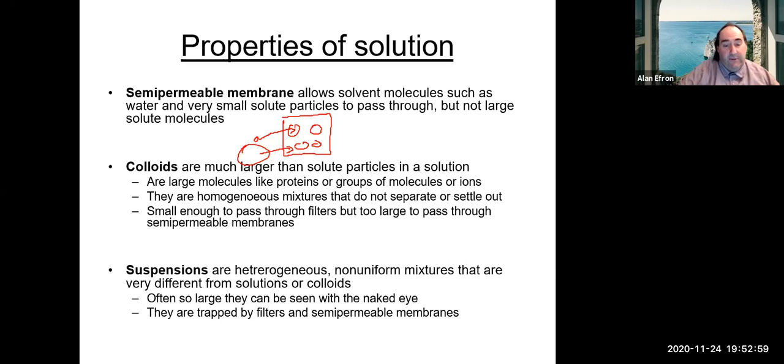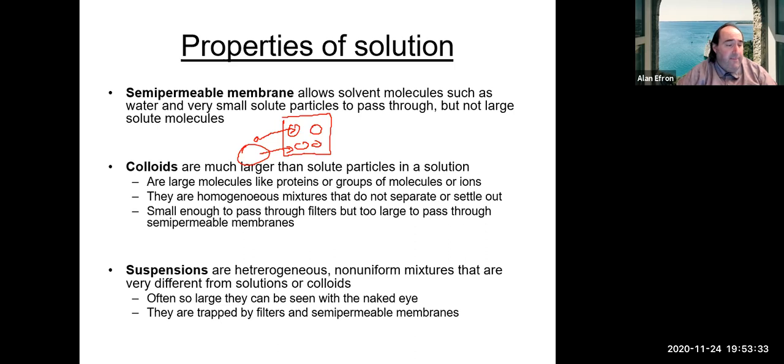And there are certain really large solute particles, which are referred to as colloids. Those are usually large molecules like proteins, or groups of molecules or ions that are together. Colloids are typically homogeneous, which means they look the same throughout. They don't separate or settle out because of that. It's like a homogeneous solution. If you poured salt water through filter paper, it would go through. Colloids are small enough to pass through filters, but too large to pass through membranes.